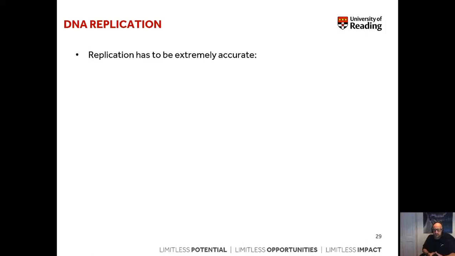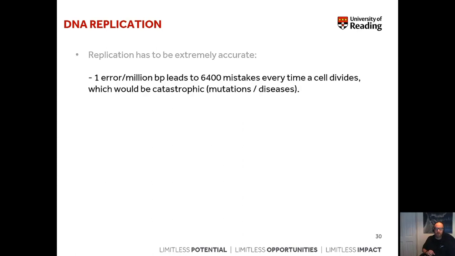And it has also been revealed that replication needs to be extremely accurate, because one error in 1 million base pairs leads to 6,400 mistakes every time a cell divides, which would be catastrophic. This could lead to mutations, resulting in the development of different disorders, for example cancer, if a gene is affected that regulates cell division.